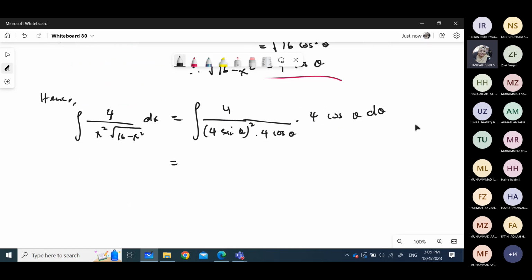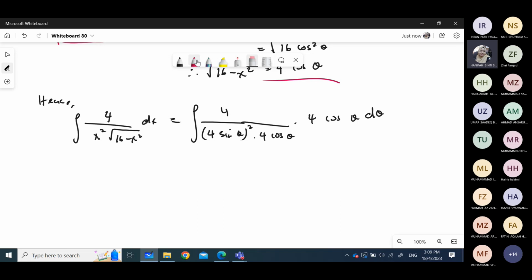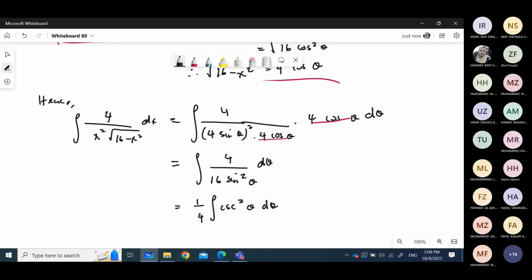Alright, next we solve. This can be simplified, we can cancel out. We have 4 cosine theta on top and 4 cosine theta at the bottom also. Then here we have the integral of 4 over 16 sin squared theta d theta. It is also equivalent with 1 over 4 times the integral of 1 over sin squared theta, which is cosecant squared theta d theta.